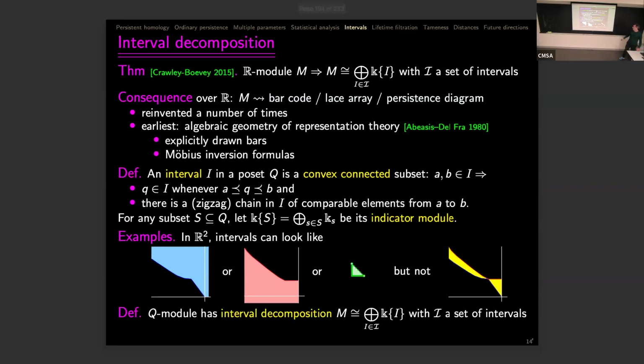And the statement: a Q module has an interval decomposition if it's a direct sum of modules that look like this. So in one parameter, that's just saying that your module is a direct sum of intervals that look like this. This is an interval decomposition of a one parameter persistence module. And in multiple parameters, if it had an interval decomposition, it would look like a direct sum of these. But you don't have to have such a thing. That's part of the problem.